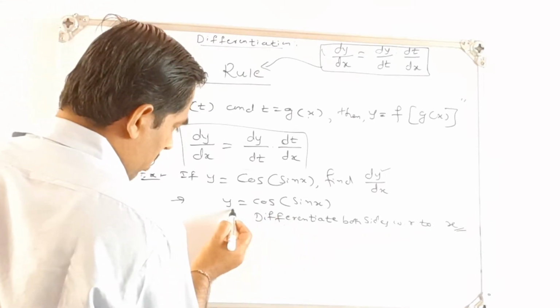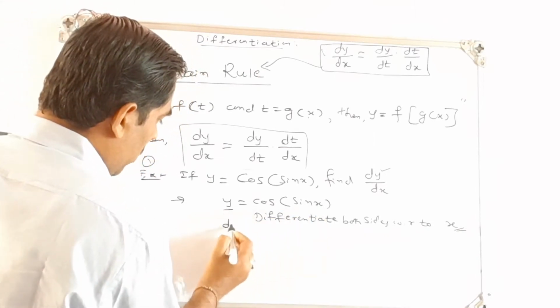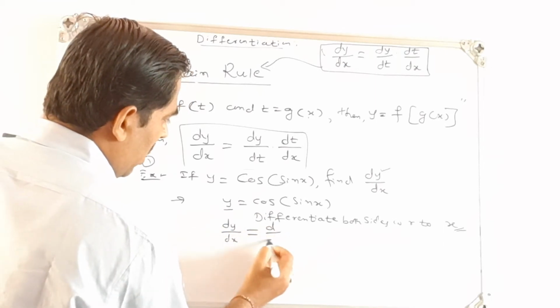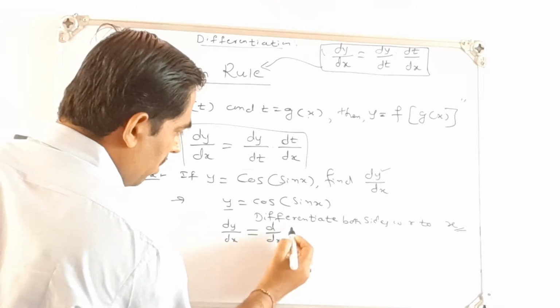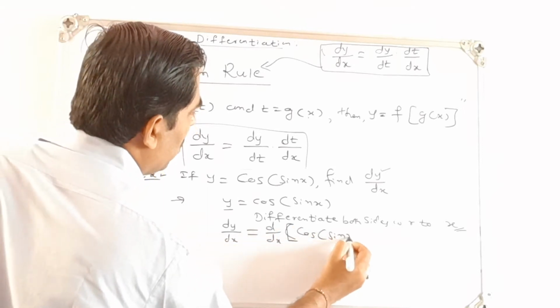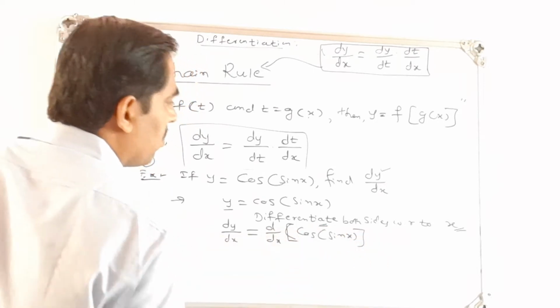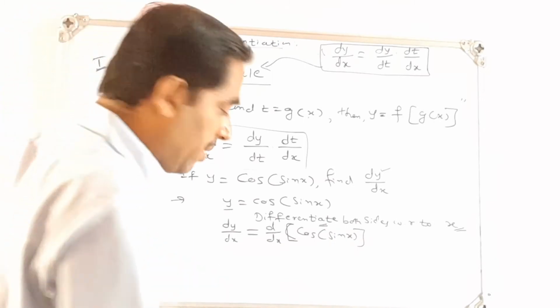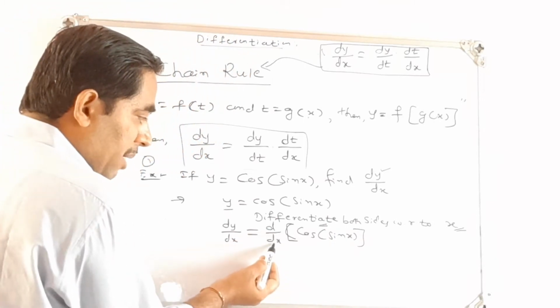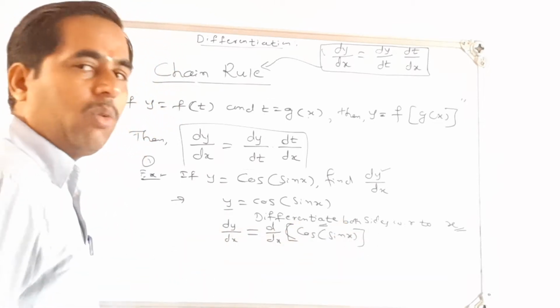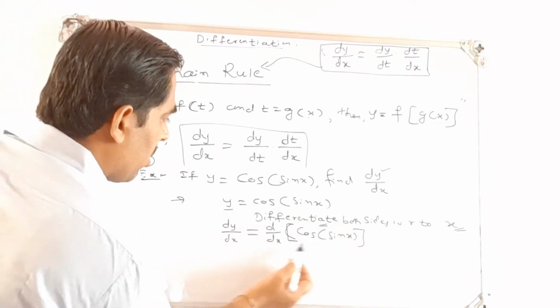Differentiating both sides means I will differentiate this also, the whole thing. So I will get dy by dx on the left hand side. You need not write this step. I will write for this problem the derivative of cos of sin x. Differentiating both sides means we are going to apply d by dx on the quantity given on the right hand side here, the derivative of cos of sin x.